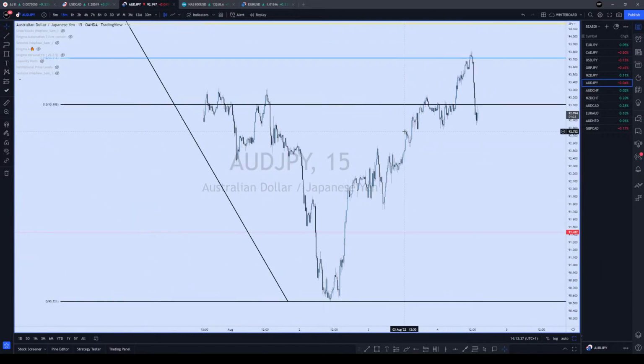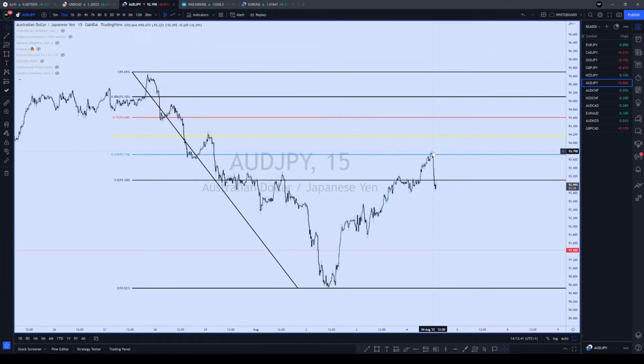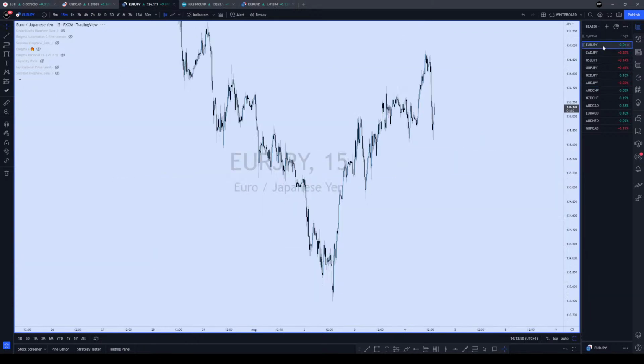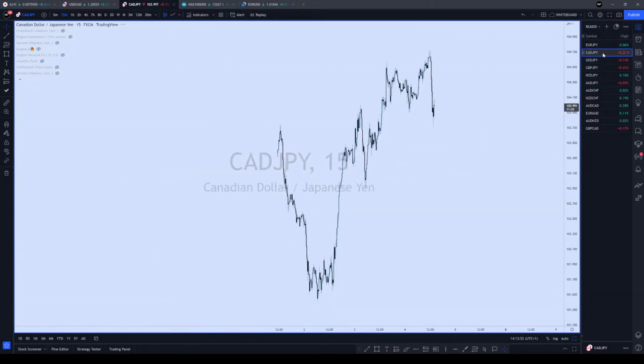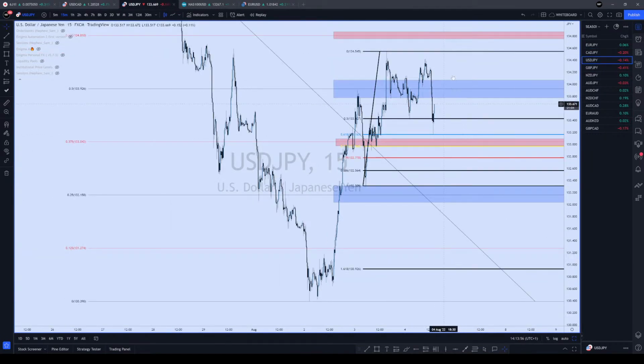Aussie yen, same thing. That actually traded to OTE as well and then rejected, so it might go back up, but I'm not interested in that. The only thing I'm interested in, this one, that one, and that one and this one for continuation. Apart from those three, the rest I'm not interested in. You know that since the start of the week.